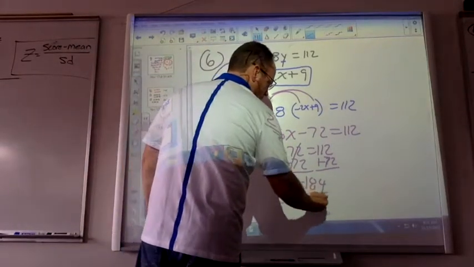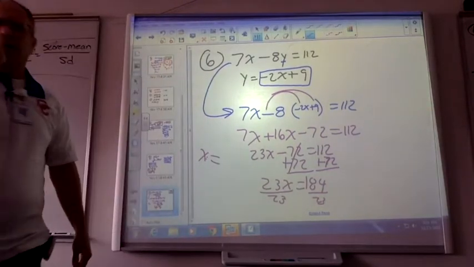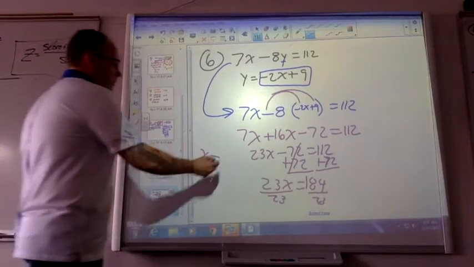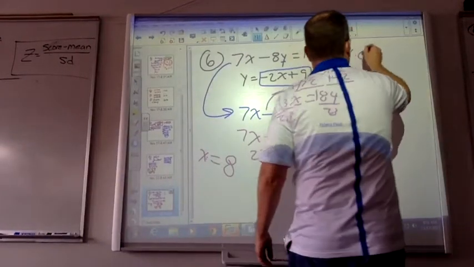Anyone got a calculator? I can't do that in my head. 184 divided by 23. What is it? It comes out to 8 exactly. Thank you. All right, so we have our x value being 8.